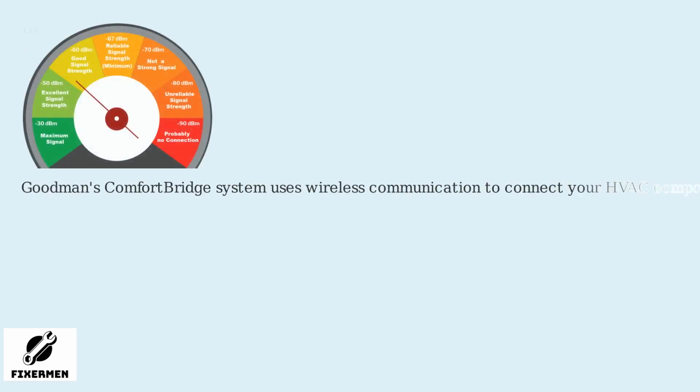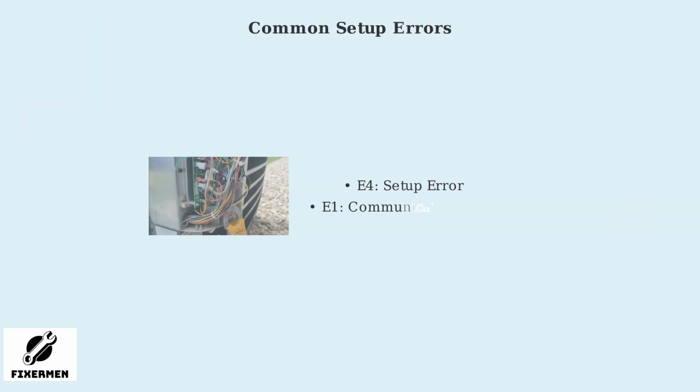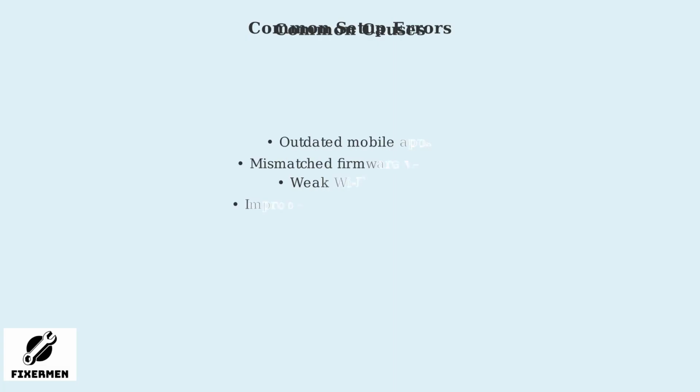Goodman's ComfortBridge system uses wireless communication to connect your HVAC components. However, setup errors like the E4 error, which is a setup error, or the E1 error, which is a communication error, are common, especially in DIY installations. These errors often stem from outdated mobile apps, mismatched firmware versions, weak Wi-Fi signals, or improper component alignment.